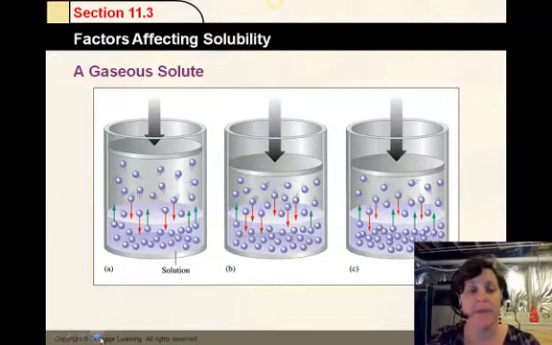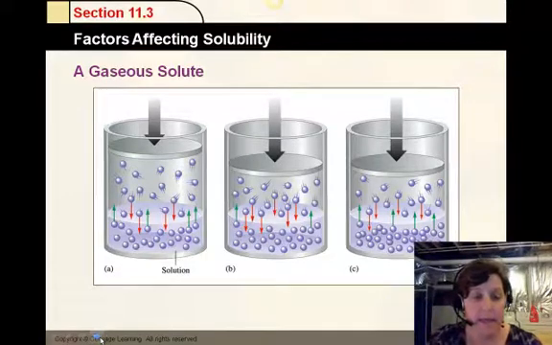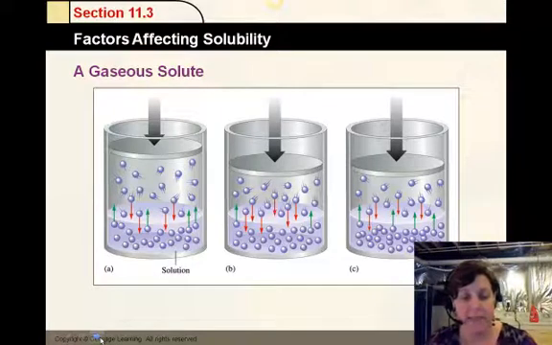Here's an example of a gaseous solute. You can see the solution in letter A, and you can see the vapor pressure above the surface of the liquid, the certain volume above the liquid, and its solubility. Notice as pressure increases, you can see what's happening from B to C.